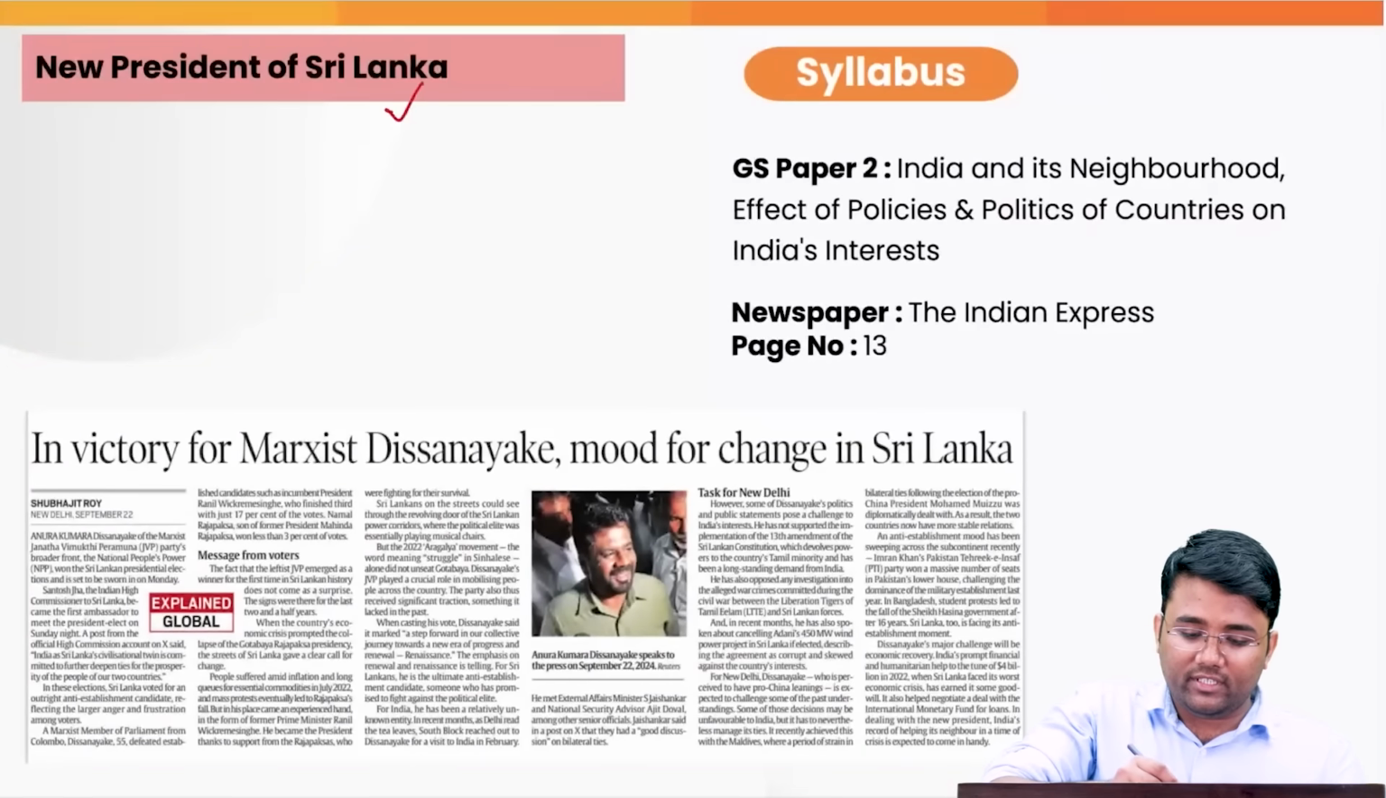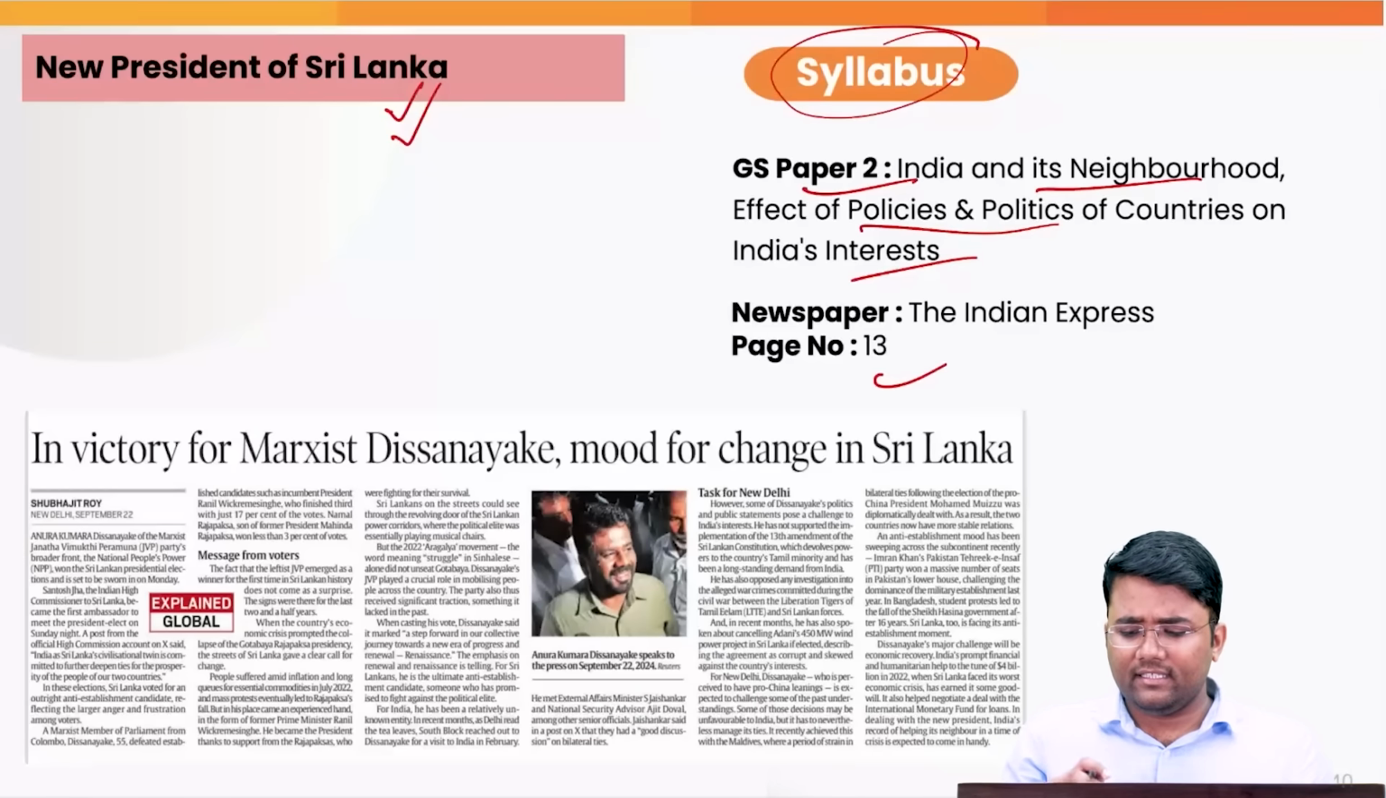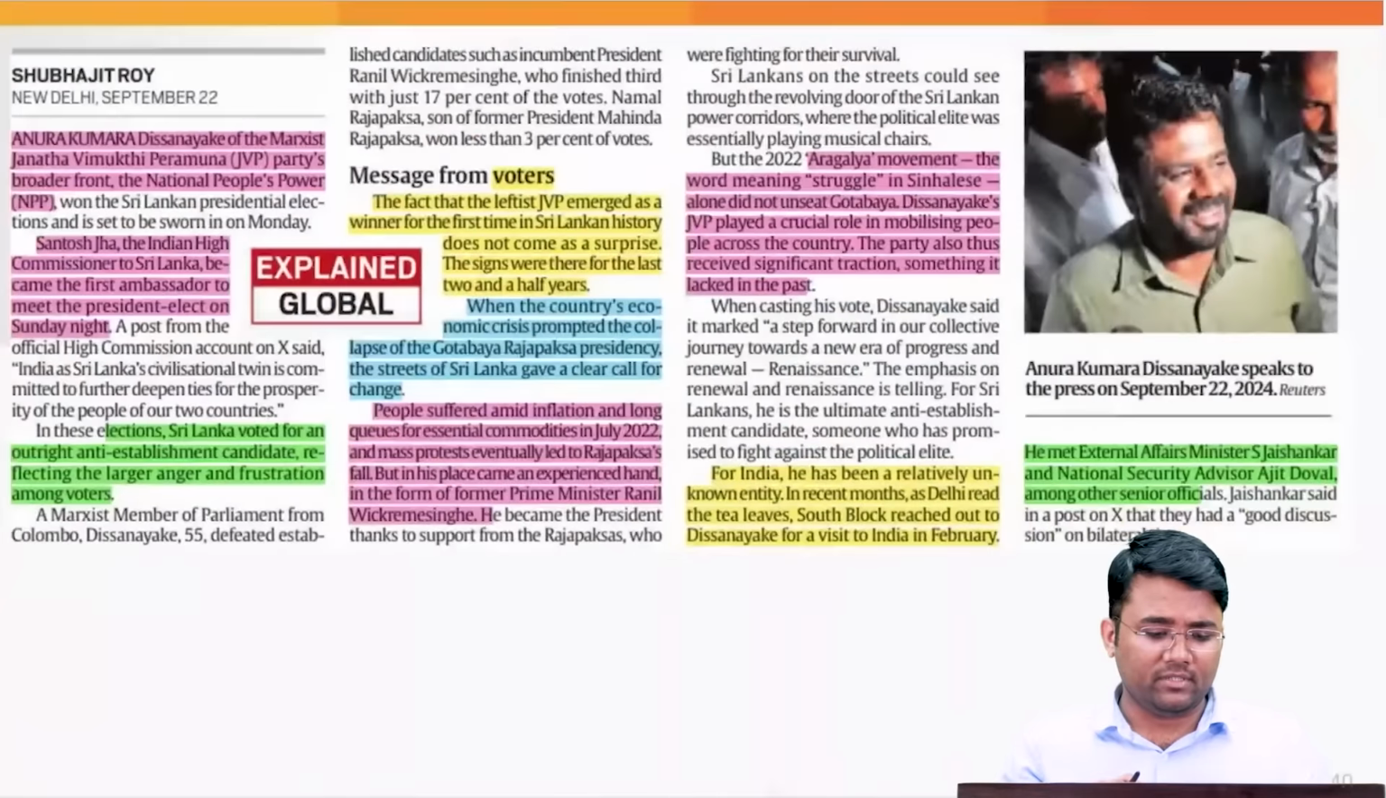Next topic is the new president of Sri Lanka. This particular topic pertains to the syllabus of your GS Paper 2: India and its neighborhood, effects of policies and politics of countries on India's interest. And this has appeared in the Indian Express, page number 30.